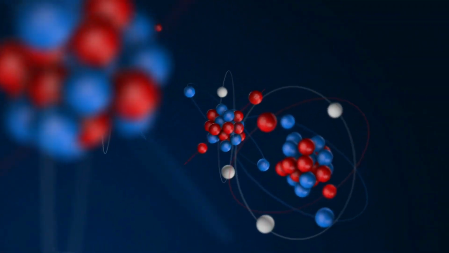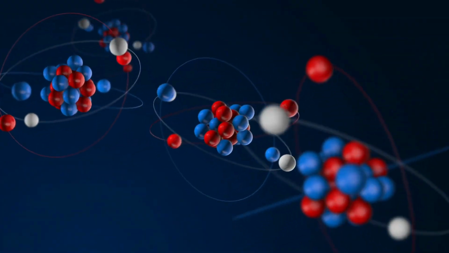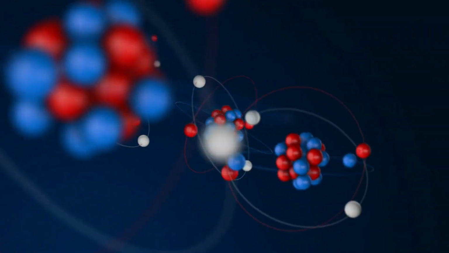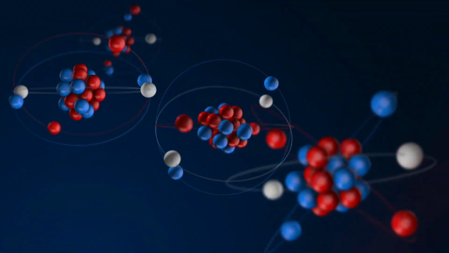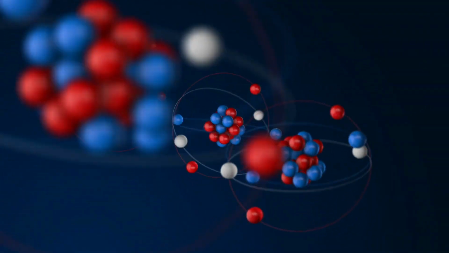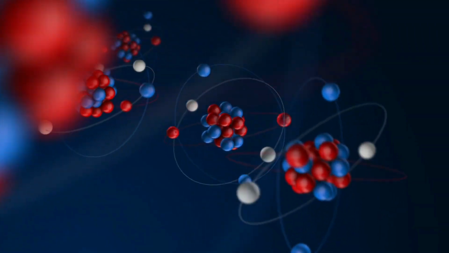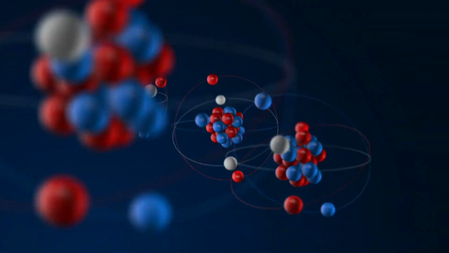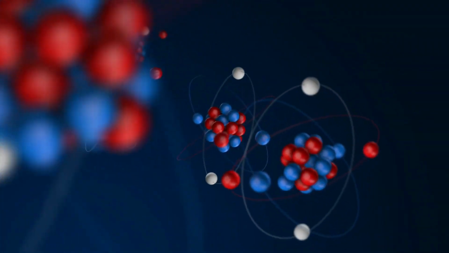Orbiting around the nucleus are electrons. Electrons are tiny, negatively charged particles. Unlike protons and neutrons, which are relatively heavy, electrons are incredibly light. They occupy a region around the nucleus called the electron cloud, and their movement determines how atoms interact with each other to form bonds.